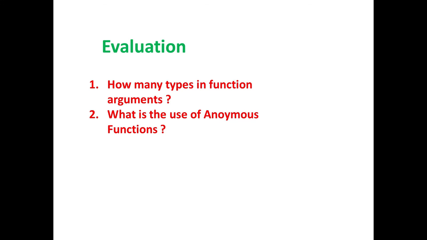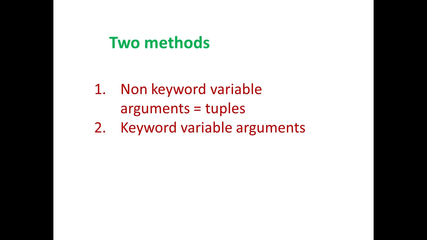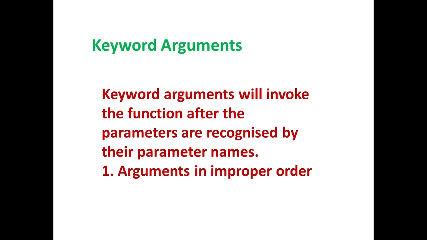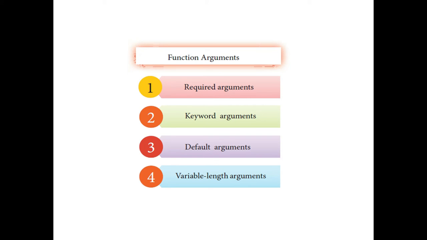Okay. Then in evaluation, I ask 2 questions to you just to practice. How many types in function argument? What is the purpose of anonymous function? Before I conclude this topic: this is part 2, chapter 7, function. It's an advanced topic, an important one.